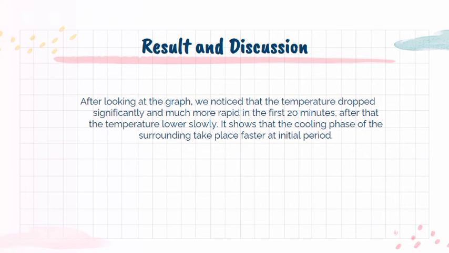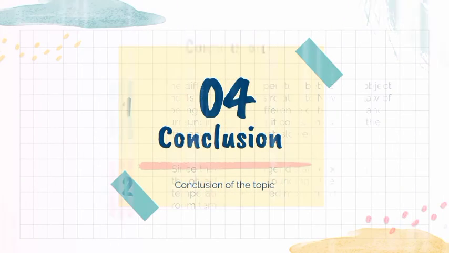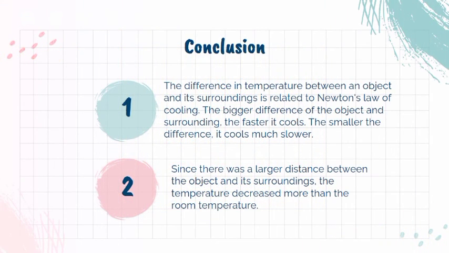In the previous slide, according to the graph, we can see that the temperature drops significantly and rapidly in the first 20 minutes. After that, the temperature lowers slowly. It means that the cooling pace takes place faster at the initial period. In a nutshell, the temperature difference between object and the surrounding that relates to Newton's law of cooling is that the greater the difference between object and surrounding, the faster it cools. Besides, the smaller the difference between object and its surrounding, the slower it cools.